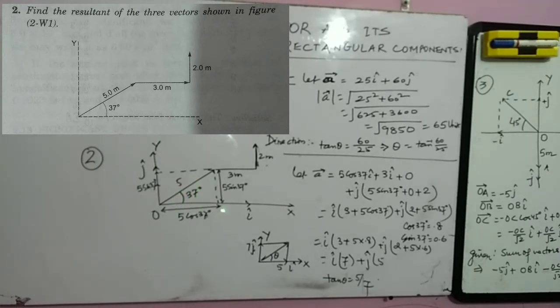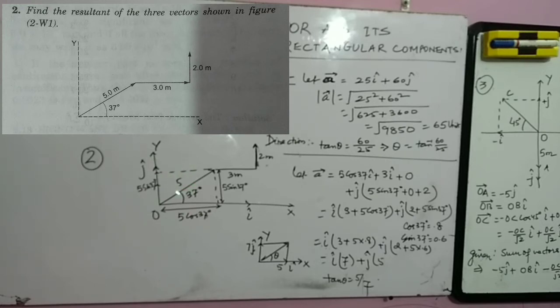So what will be its i direction? This i direction will be equal to 5 cos 37. How? So cos 37 degree equals base upon hypotenuse. This is the base, and the hypotenuse is 5. So cos theta equals base upon hypotenuse. So what will be the base? Base will be equal to hypotenuse times cos 37 degree. So this is the base, it means you are getting the i component. Similarly you can get the j component in the y direction.